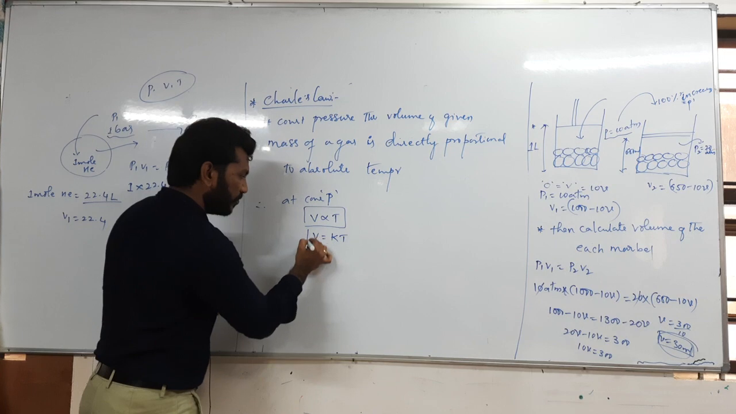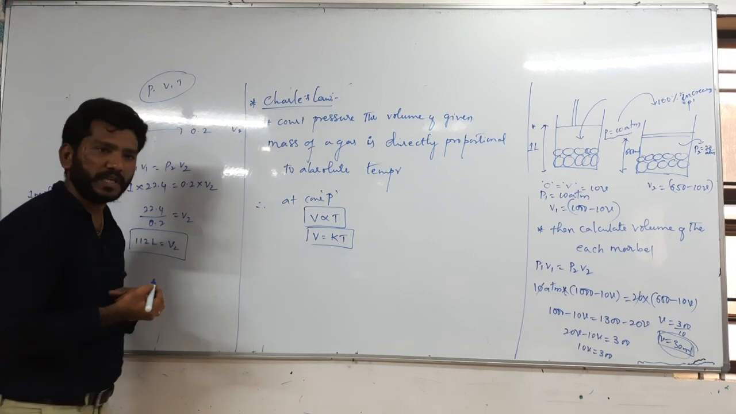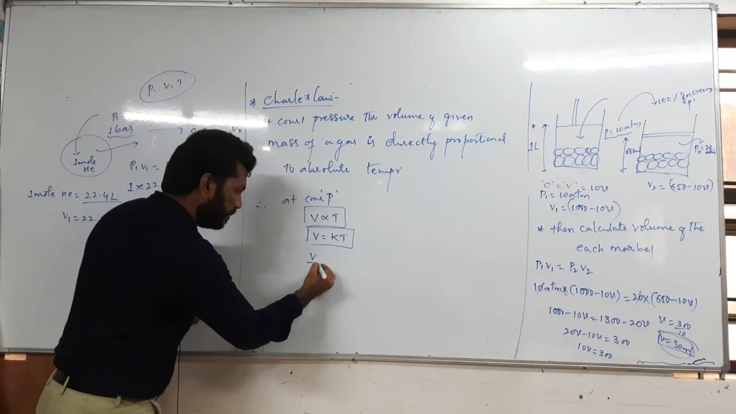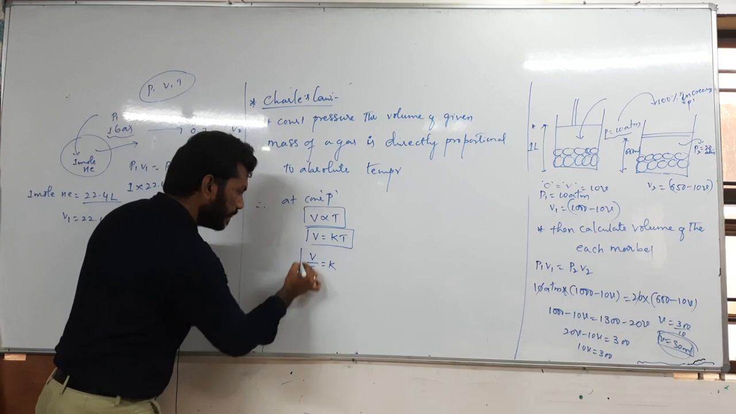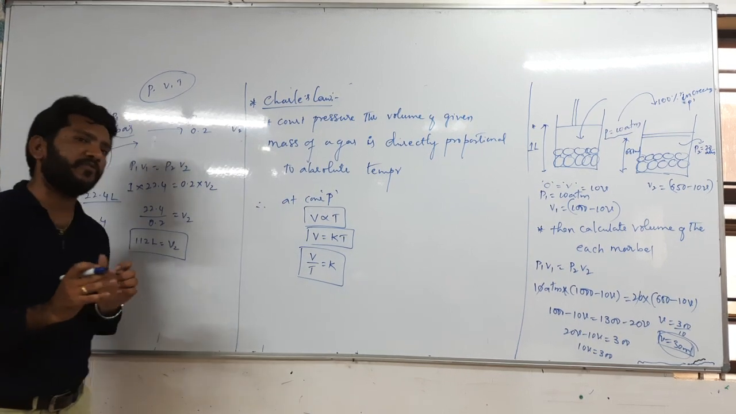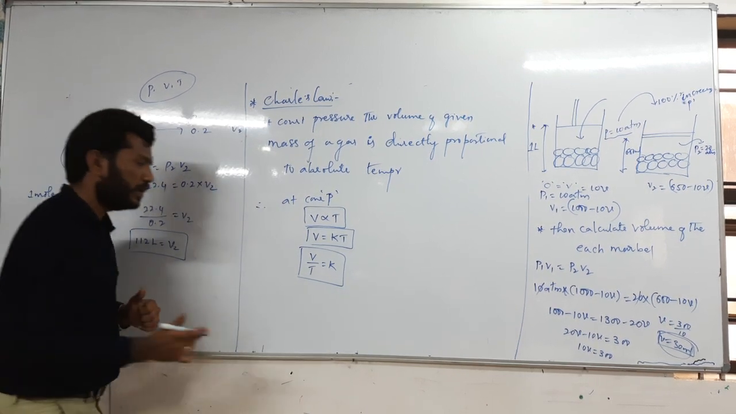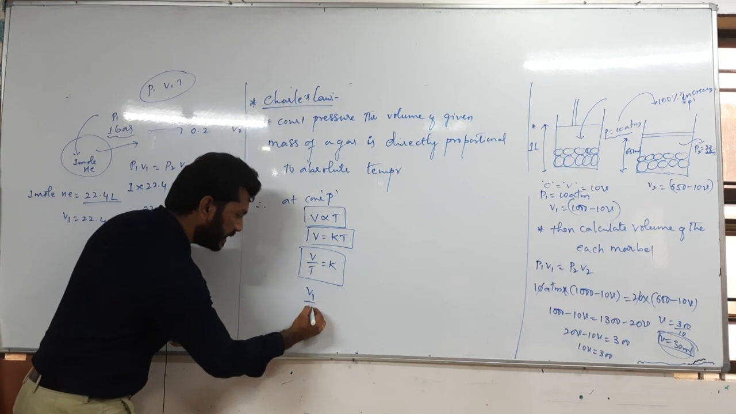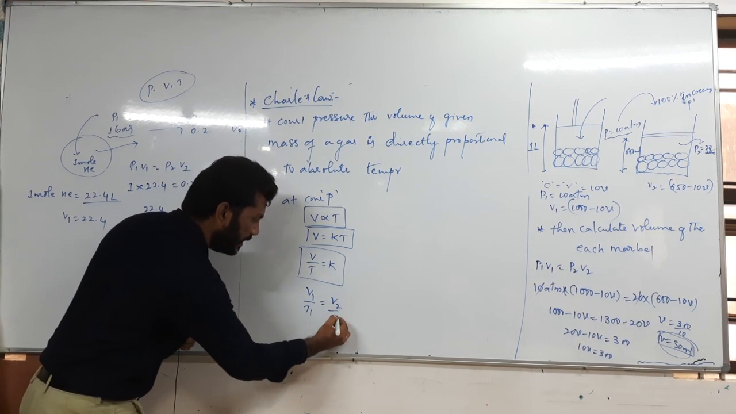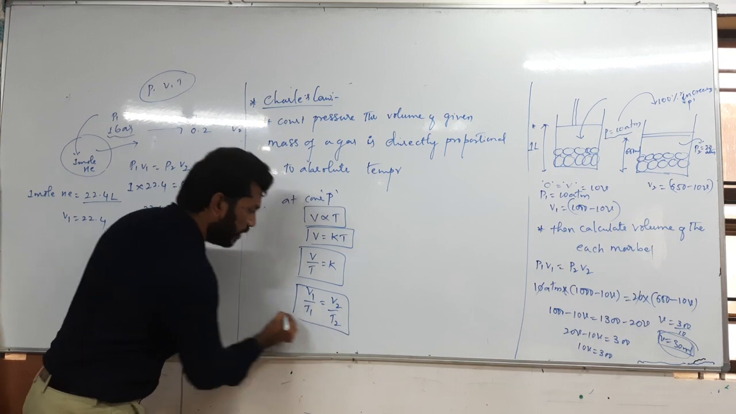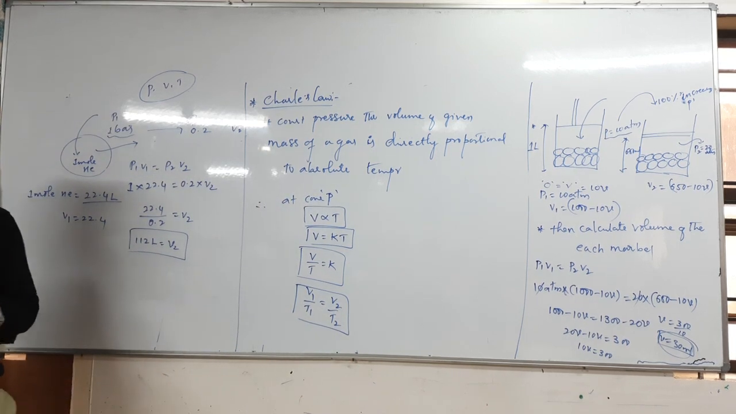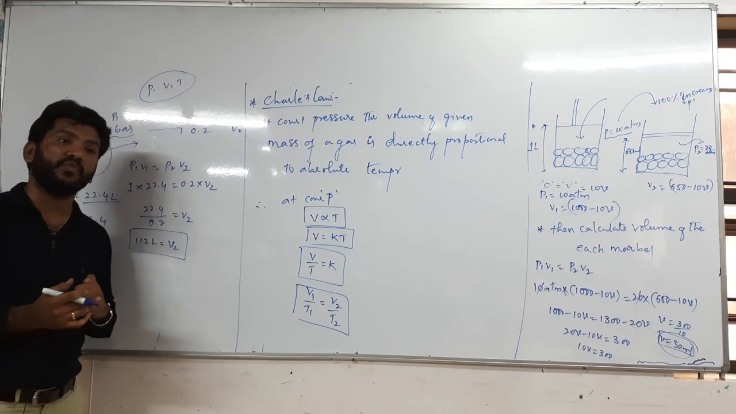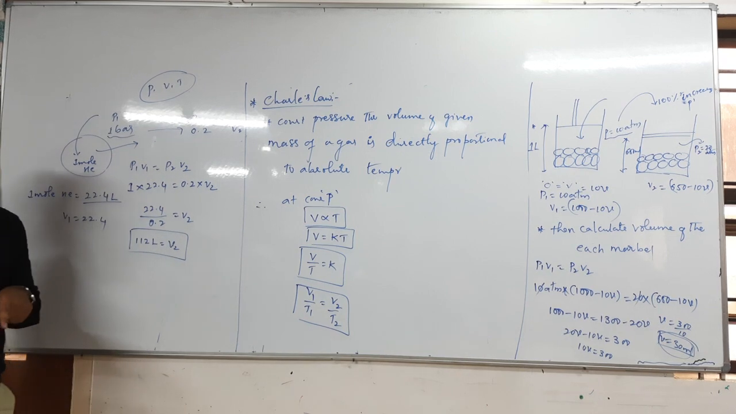So V equals K into T, so V by T equals K. Suppose the ratio has been fixed, meaning the V by T ratio, then the equation becomes V1 by T1 equals V2 by T2. So this is the actual equation of Charles' law, with respect to volume and temperature at constant pressure.